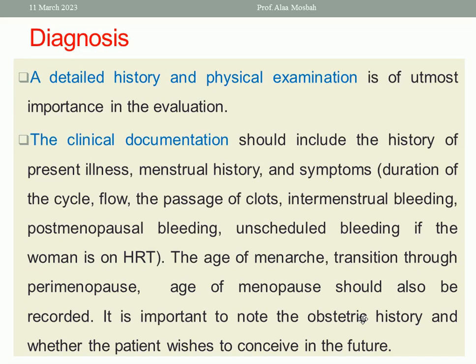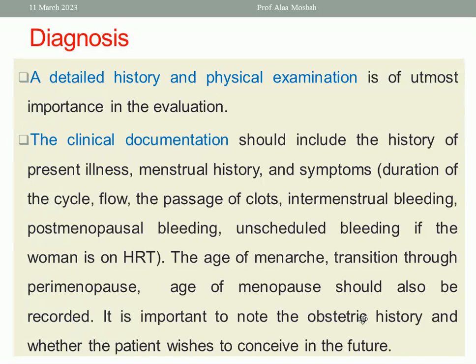We should concentrate on the age, also the history of the present illness, what is the menstrual history, if there is early menarche, late menopause or not, also the amount of blood loss, the pattern of bleeding, is it abnormal uterine bleeding, irregular bleeding, or post-menopausal bleeding, which happens after menopause. Okay?